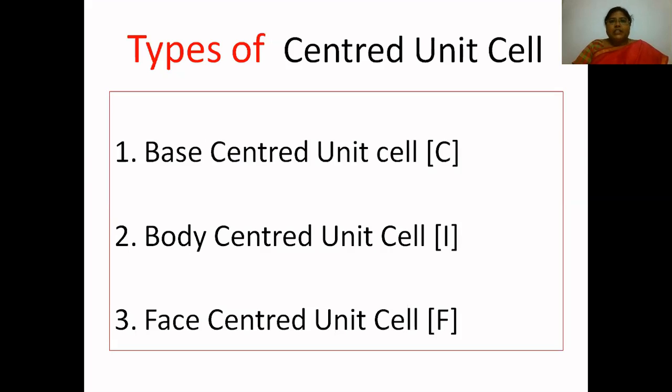Types of centered unit cell. We have simple cell that is represented by capital P. The other types of centered unit cells are base centered unit cell, body centered unit cell, and face centered unit cell. Base centered unit cell is represented by C, body centered unit cell is represented by I, and face centered unit cell is represented by F.